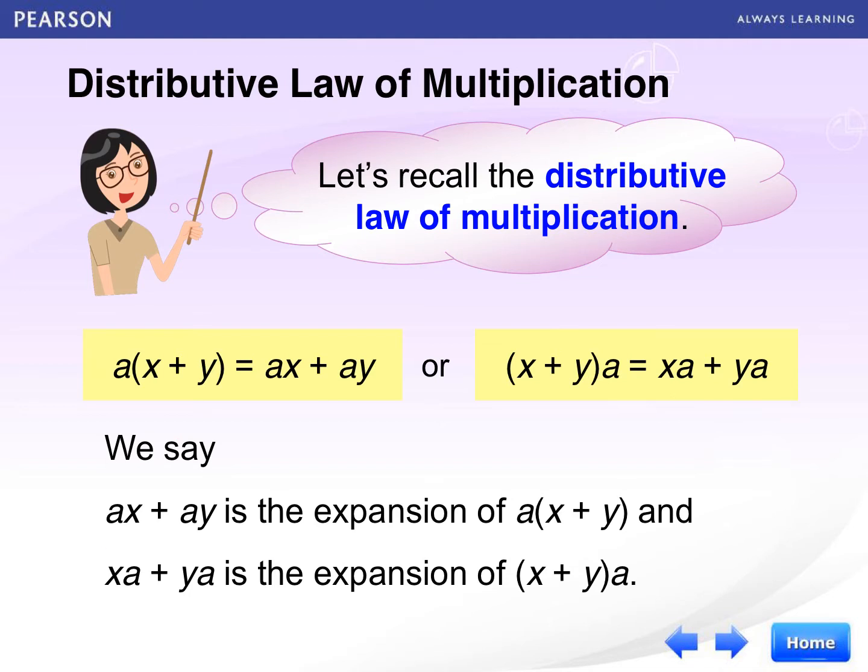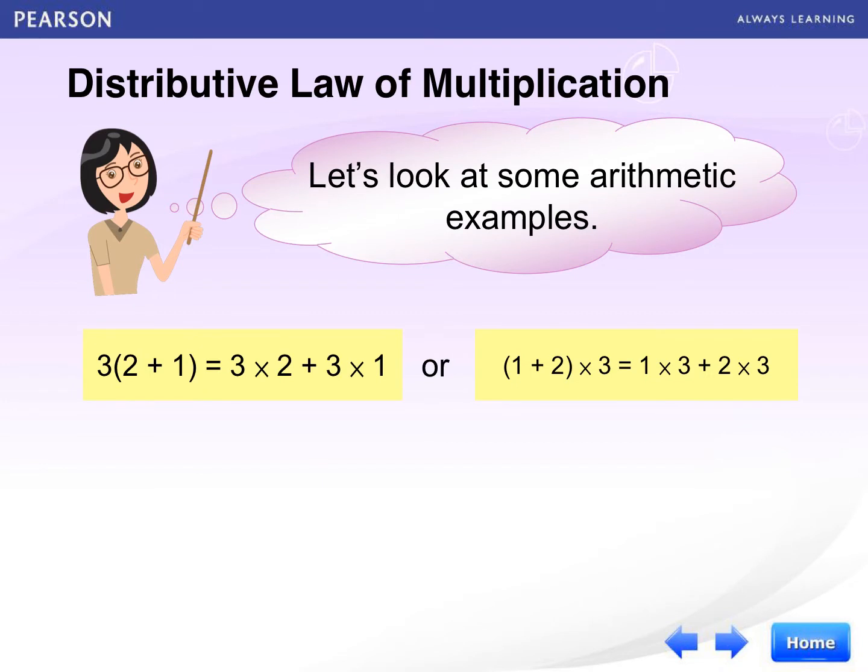So we can say that ax plus ay is the expansion of a times bracket x plus y, and xa plus ya is also the expansion of the bracket of x plus y times a. So let's look at some arithmetic examples. For example, 3 times bracket 2 plus 1, we can write it as 3 times 2 plus 3 times 1, which is equal to 9. Okay, for bracket 1 plus 2 times 3, it can be written as 1 times 3 plus 2 times 3. So 3 plus 6 is 9. 3 times 3 is also 9.